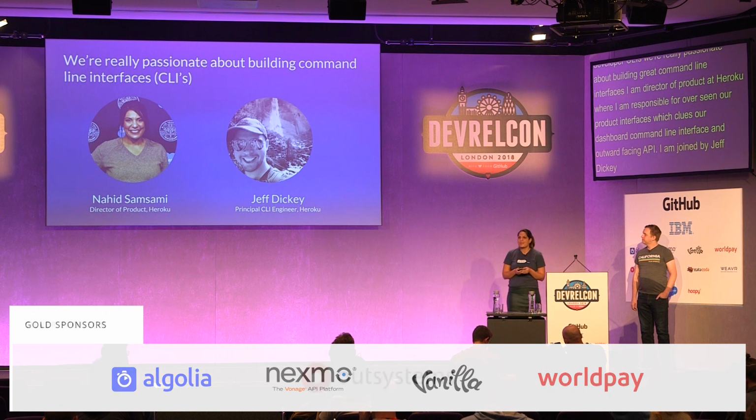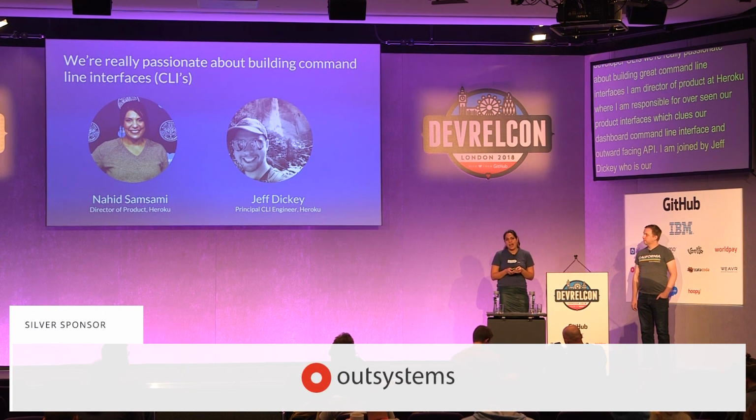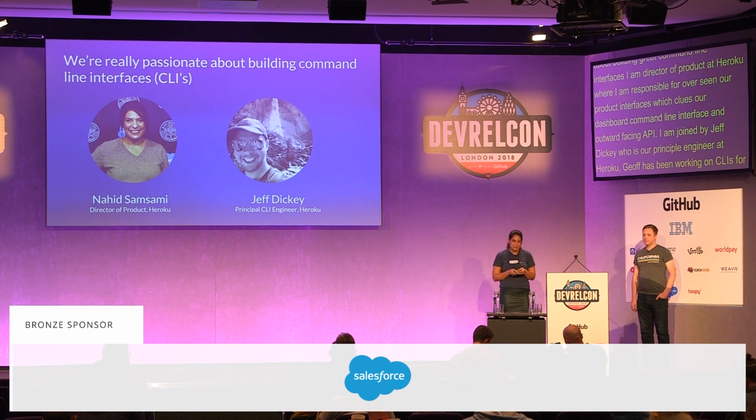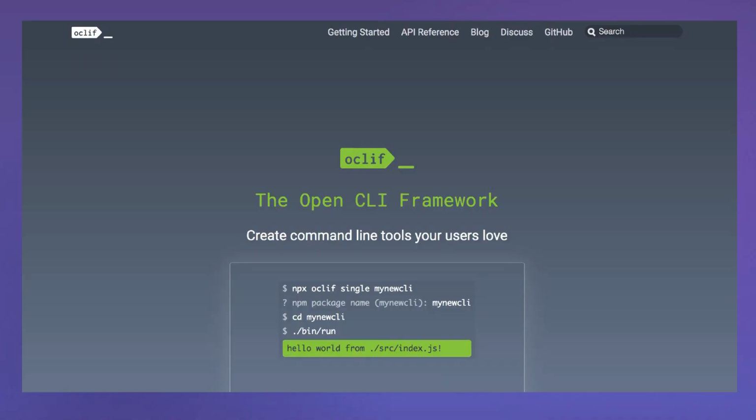Jeff's been working on CLIs for about 4.5 years, and I've been working on the Heroku CLI for just over 2 years. And in addition to working on the Heroku CLI, we extracted the Heroku CLI into an open source project called the Open CLI framework, which is a framework for anyone to build a CLI, a simple CLI or a complex CLI that can be the CLI for a company.